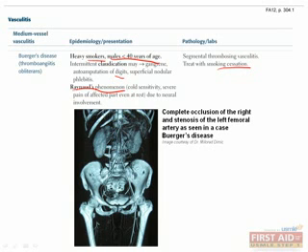The image shown here is an example of Buerger's disease, showing complete occlusion of the right femoral artery and stenosis of the left femoral artery.